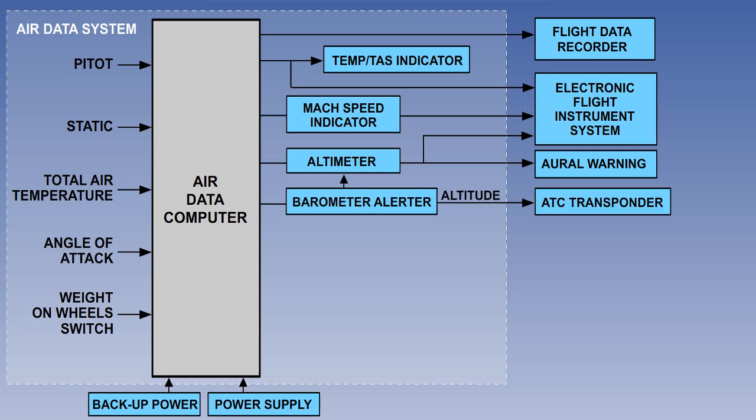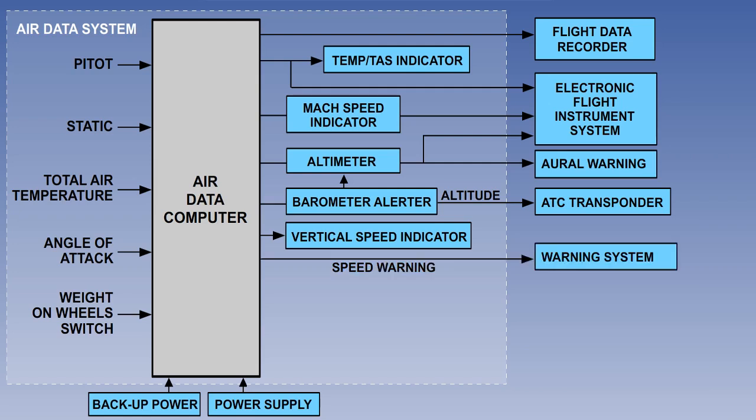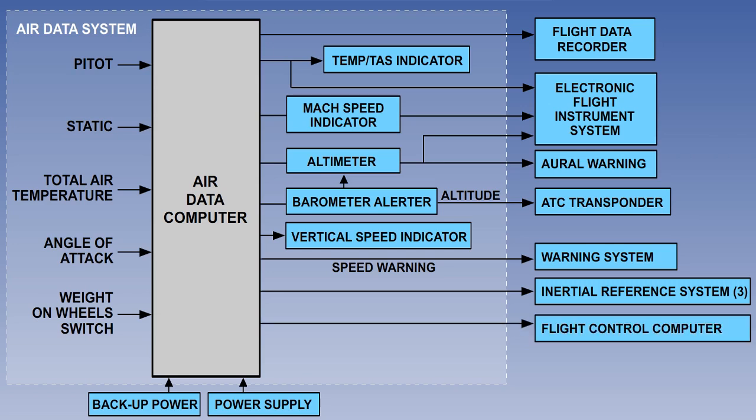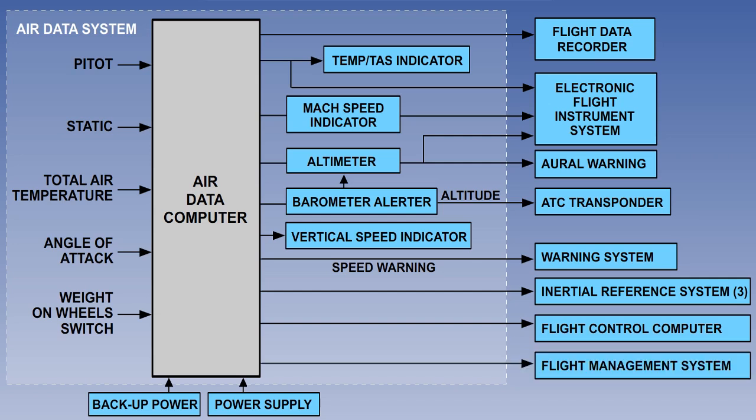A warning is sounded if a bugged altitude is exceeded. Altitude information is also passed to the height encoding transponder for air traffic control purposes. There is an output to the direct reading VSI, and the same information is also fed to the EFIS. There will also be both an overspeed and an underspeed oral warning system. The stall warning system is decoupled when the aircraft is on the ground, which explains the need for the weight on wheels switch. Outputs are also fed to the three inertial reference systems, the flight control computer and the flight management system, or FMS. These will be covered later in the course.